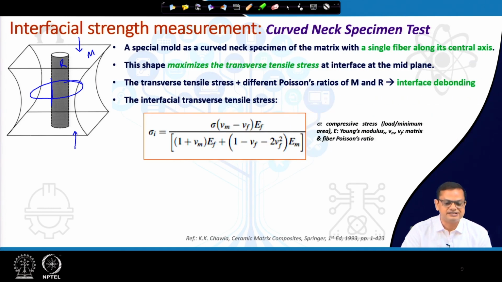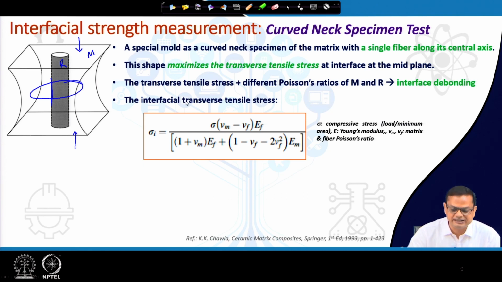test. So, it says a special mold is used to make a curved neck specimen of the matrix with a single fiber along the central axis. This shape maximizes the transverse tensile stress, as I mentioned earlier. So ultimately the transverse tensile stress and the different Poisson's ratio would lead to this kind of interfacial debonding, and using this particular equation, where sigma is the load which is being applied at this particular surface area.